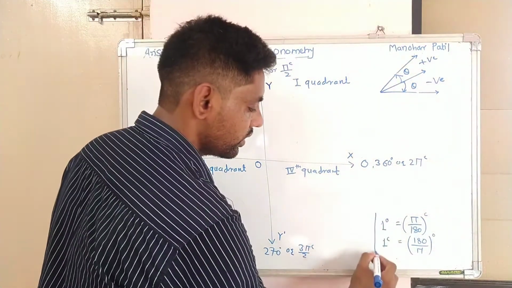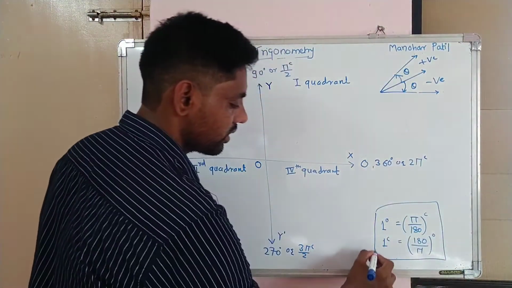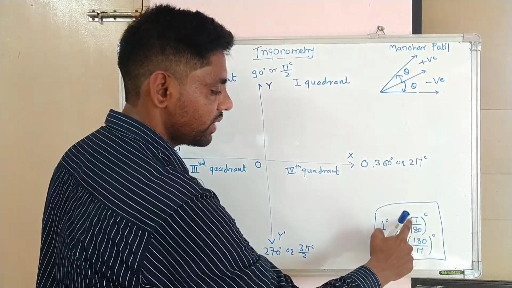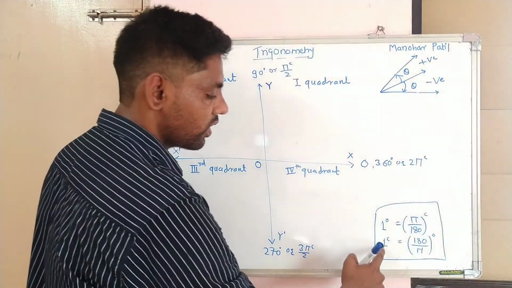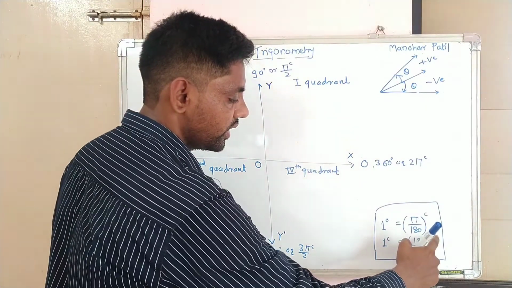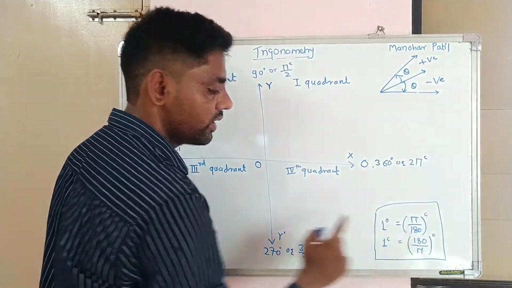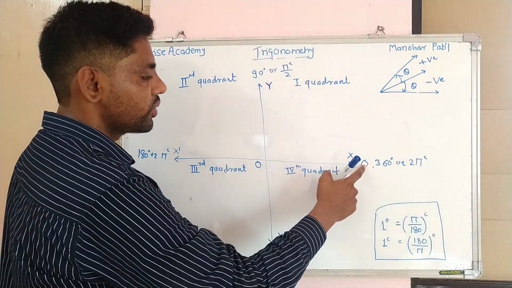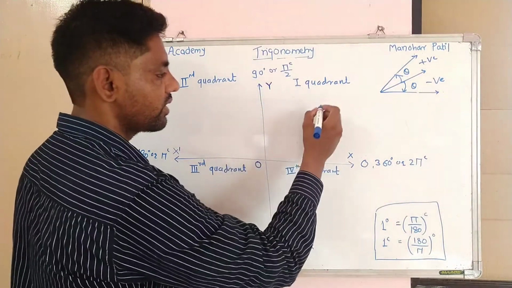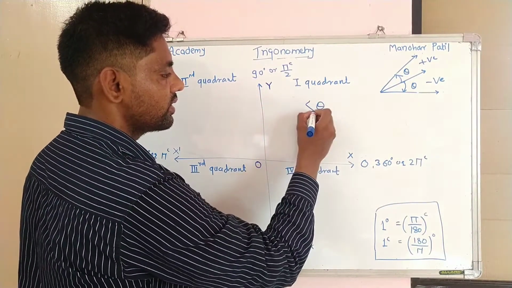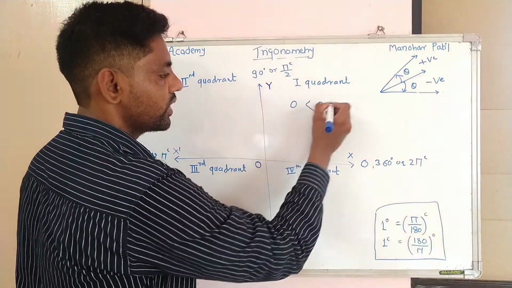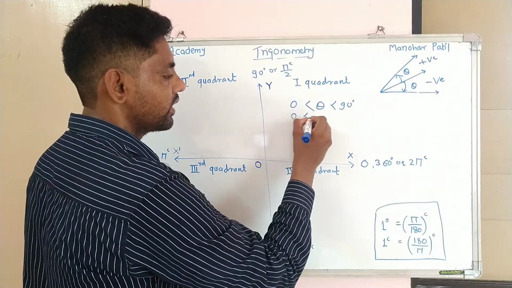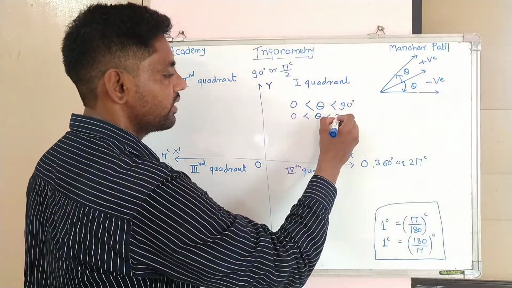You can use these two conversion formulas. If you want to convert degree into radian, multiply by pi by 180. If you want to convert radian into degree, multiply by 180 by pi. In the first quadrant, the angle lies between 0 degree and 90 degree, so theta is greater than 0 degree and less than 90 degree, or theta greater than 0 and less than pi by 2 radian.